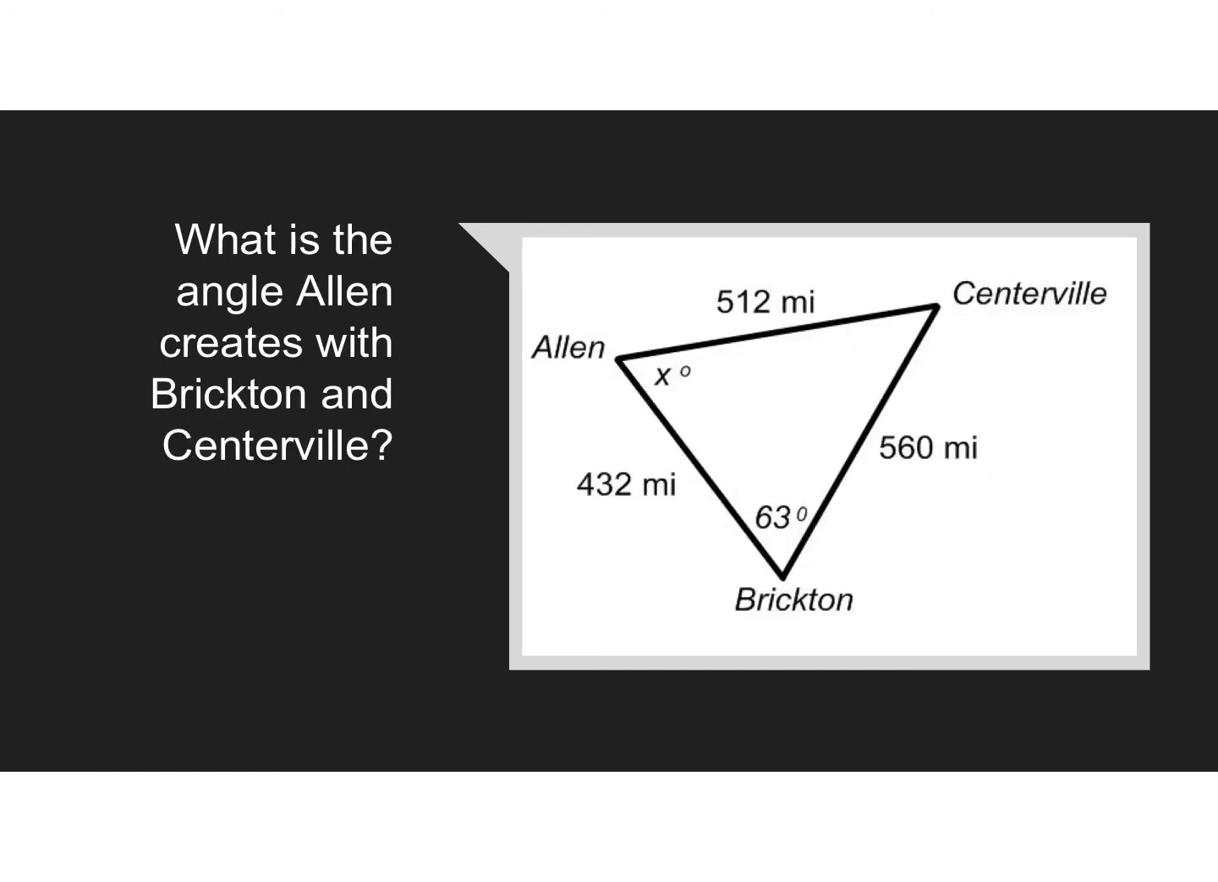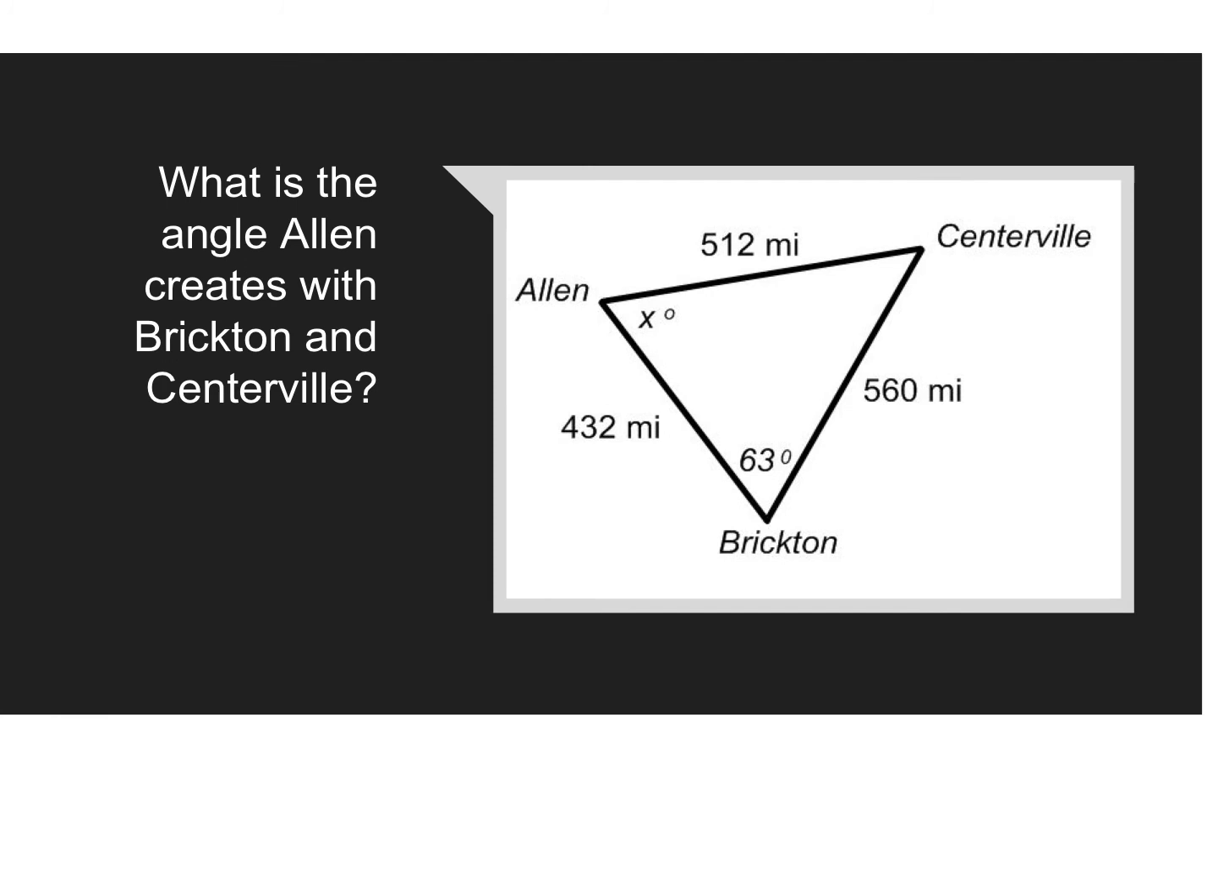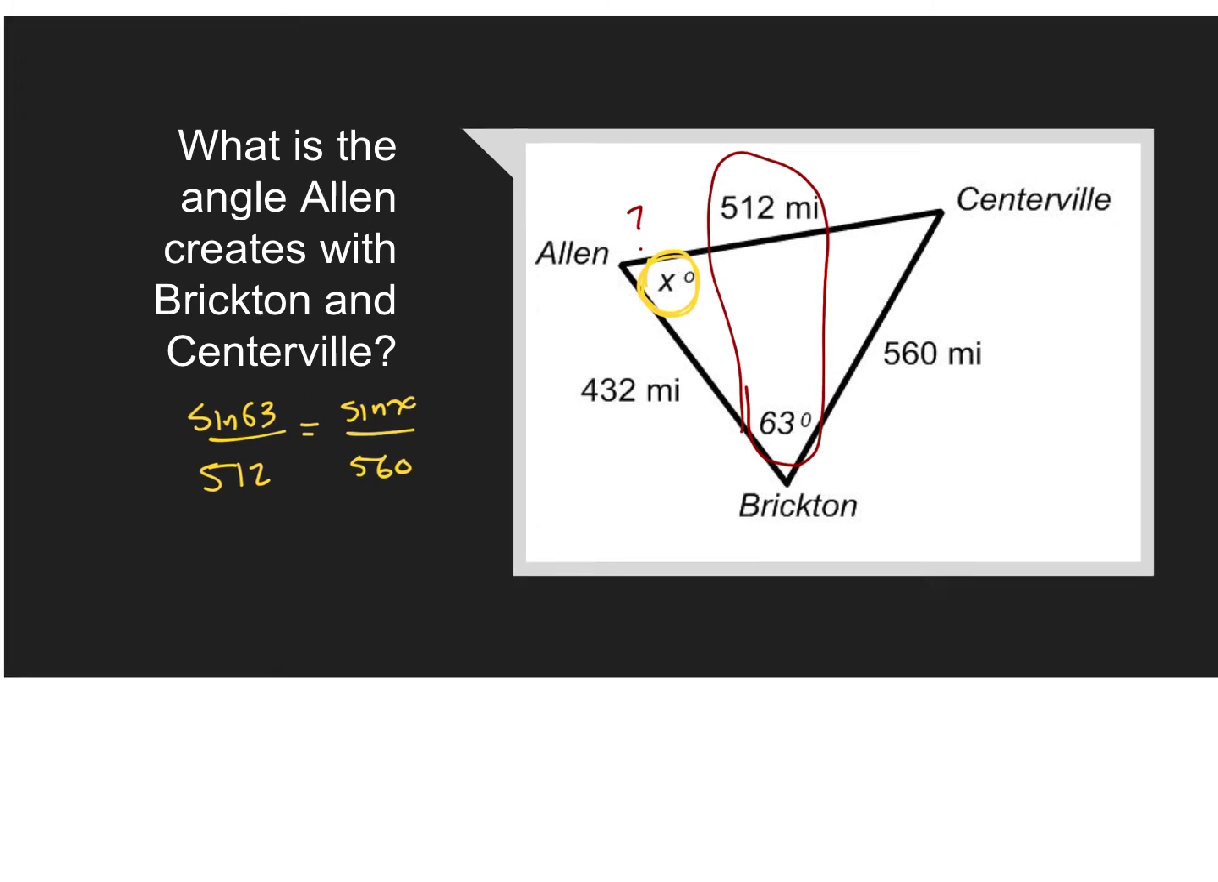Okay, so now let's take a look here. We have the town of Allen, the town of Centerville, and the town of Brickton. What is the angle Allen creates with Brickton and Centerville? So we're looking at what this angle right here is. What I need is an angle and its opposite side, which is what I have here with Brickton, and I'm trying to figure out that angle right there. So my setup is going to be sine of 63 over 512 equal to the sine of x over 560. So that's going to be my setup.